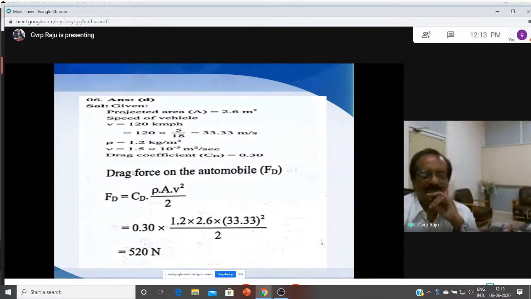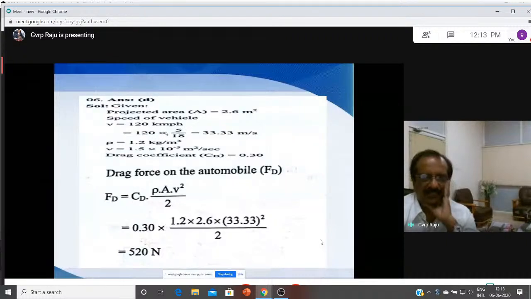So the velocity V is 120 km/h. 120 into 5 by 18 is 33.33, so convert kilometers per hour into meters per second. And rho is 1.2 kg per meter cube, and the kinematic viscosity is 1.5 into 10 power minus 5 meter square per second. The drag coefficient is given as 0.3. So you can substitute all these things here.